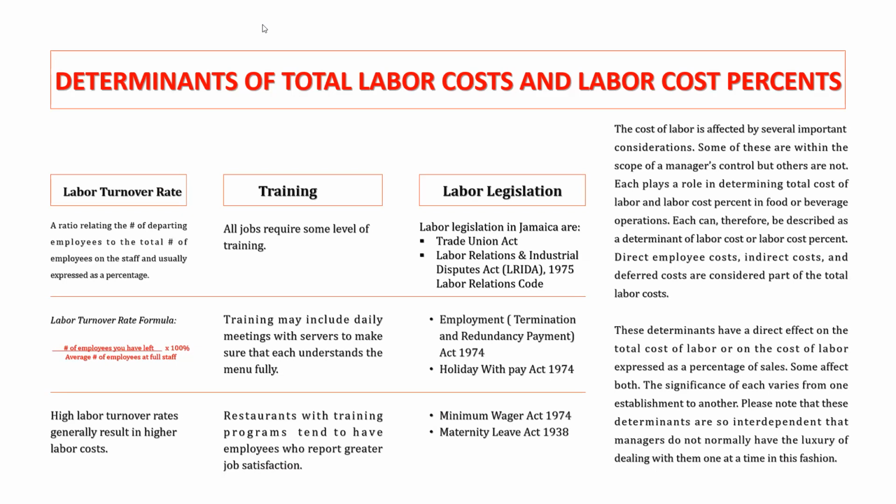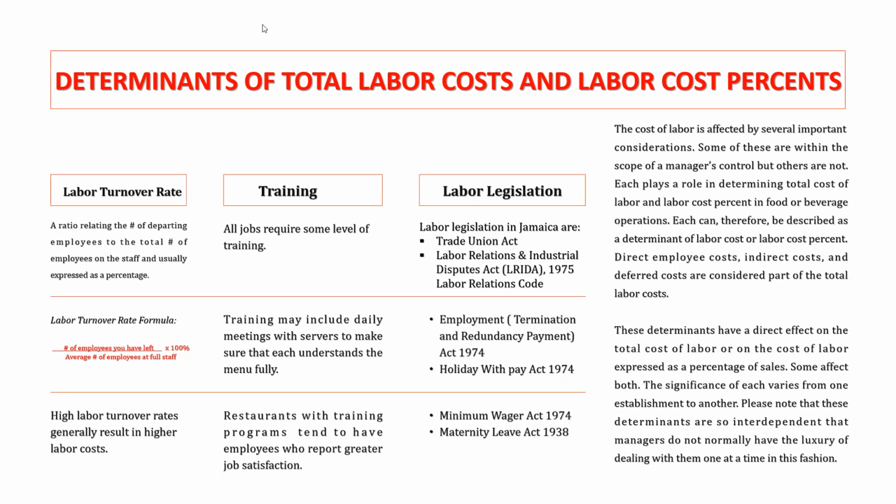So the formula for calculating the labor turnover rate is the number of employees who have left, divided by the average number of employees at full staff, times 100%. All right. So for example, let's say that at the end of the summer season, you lost 15 employees.